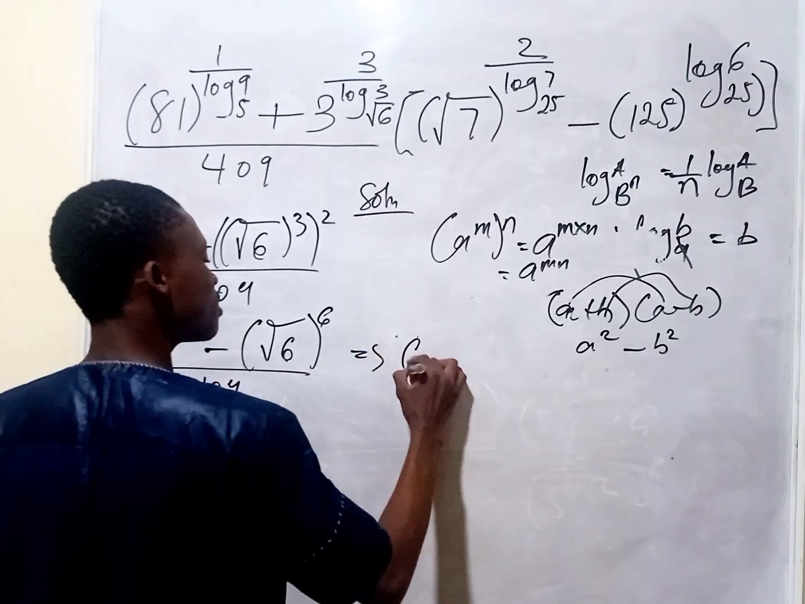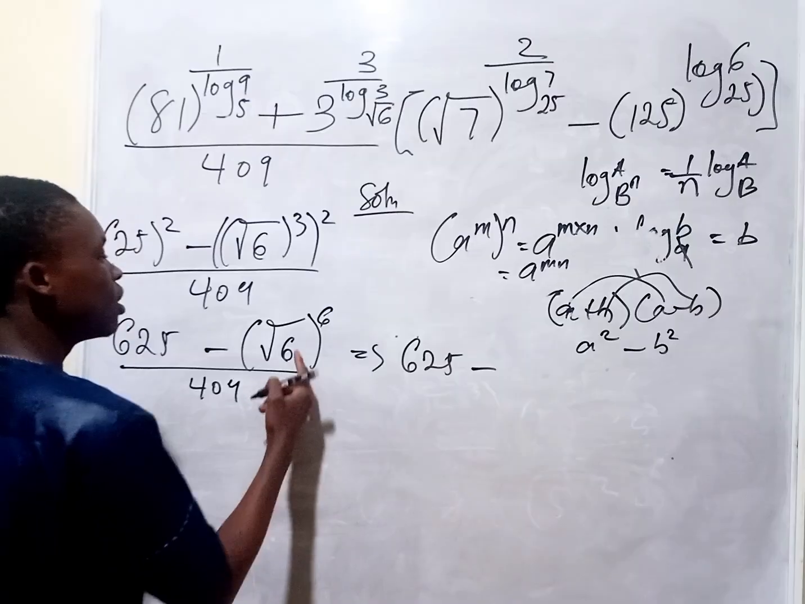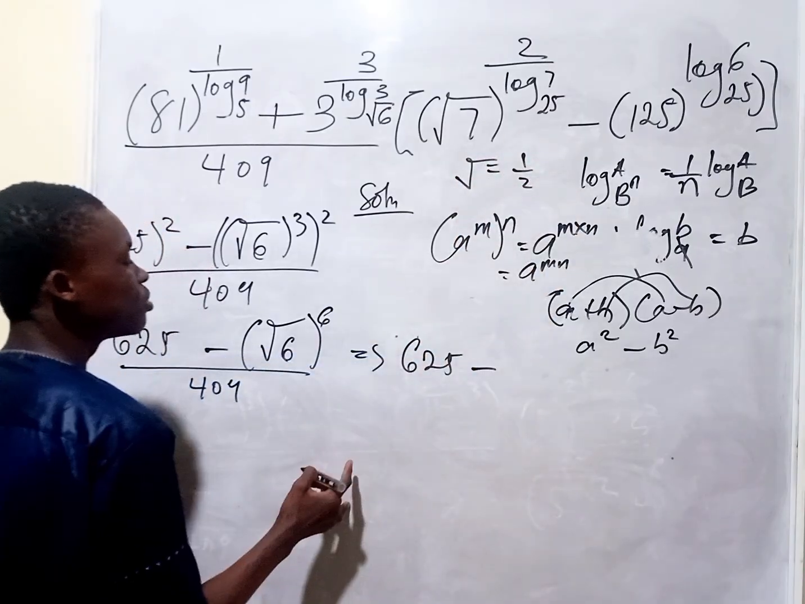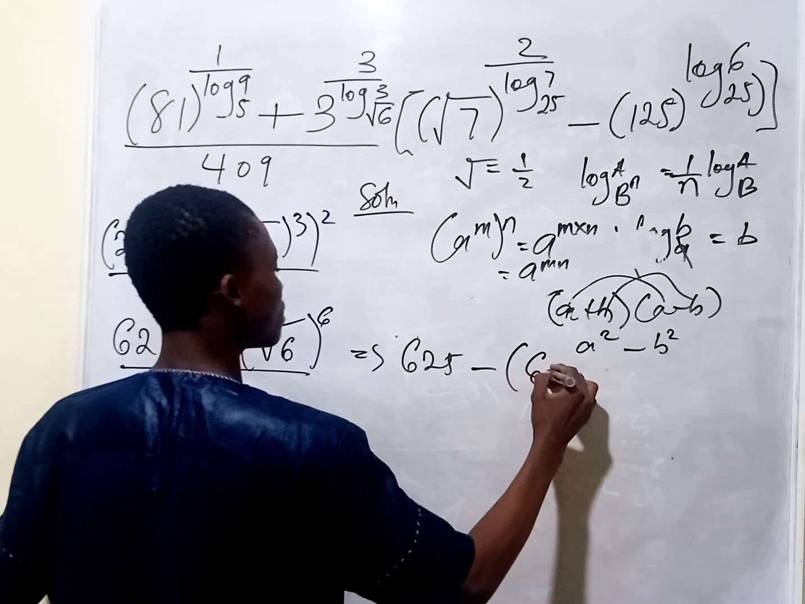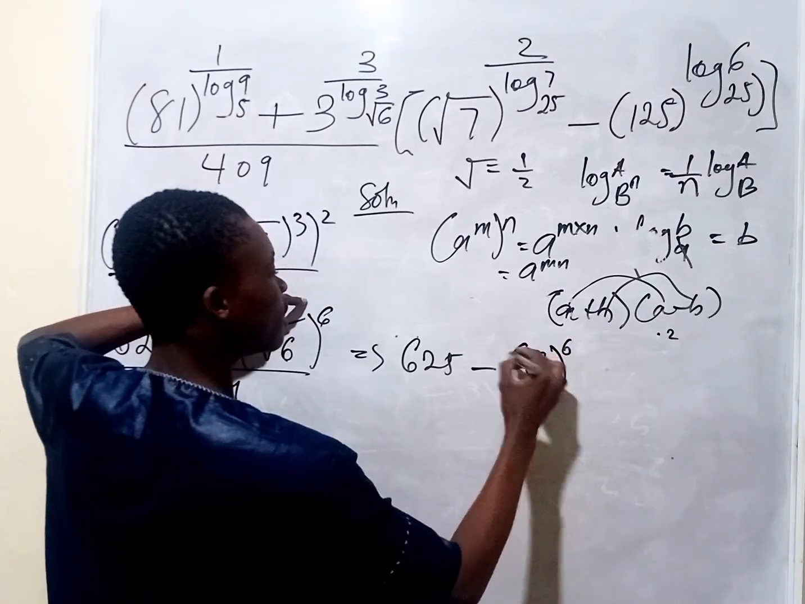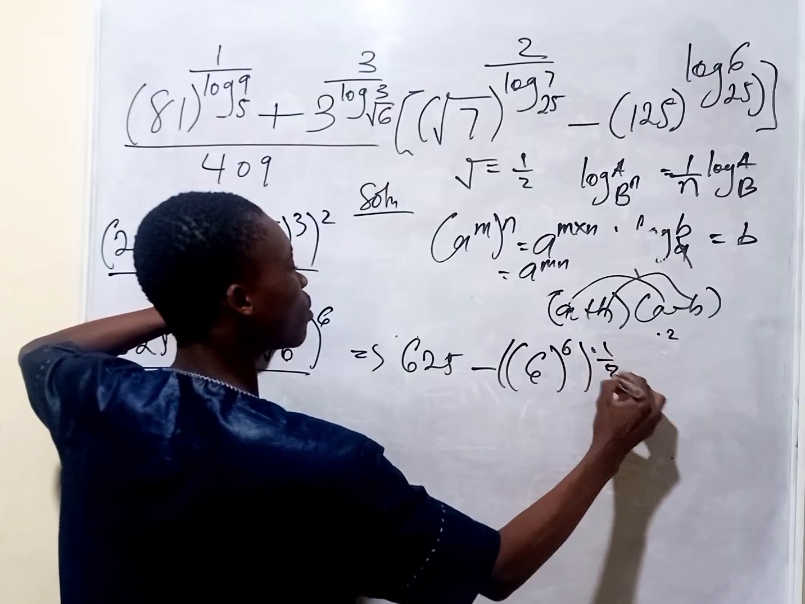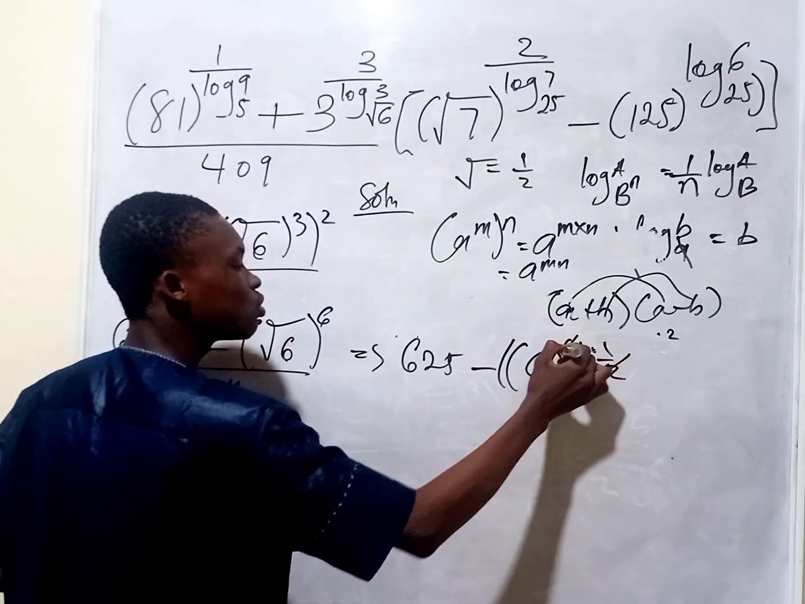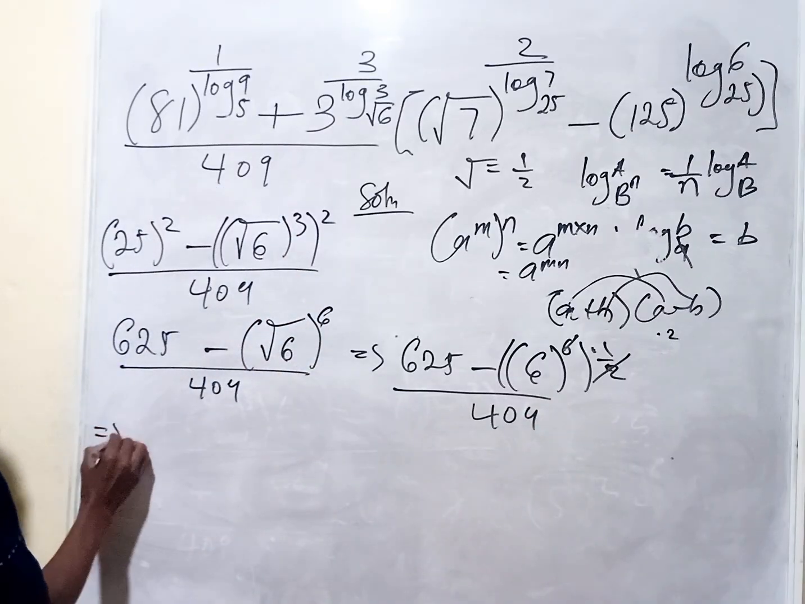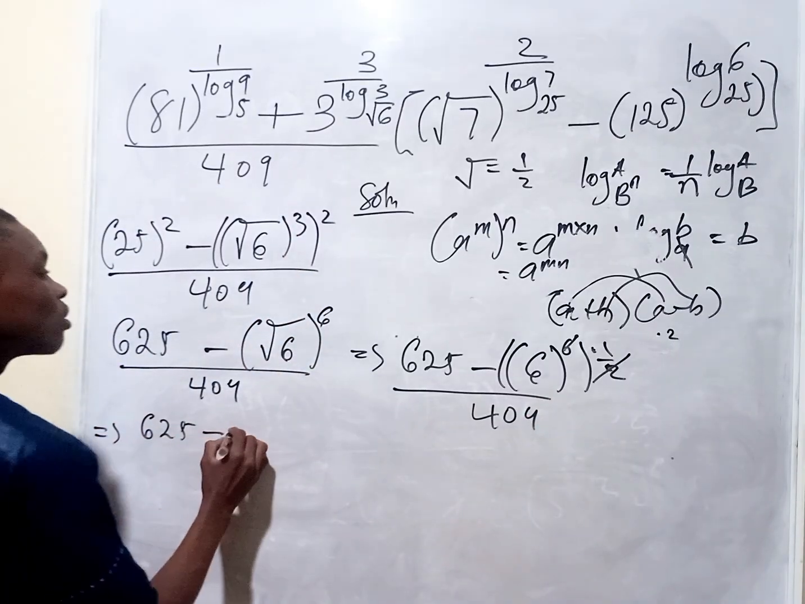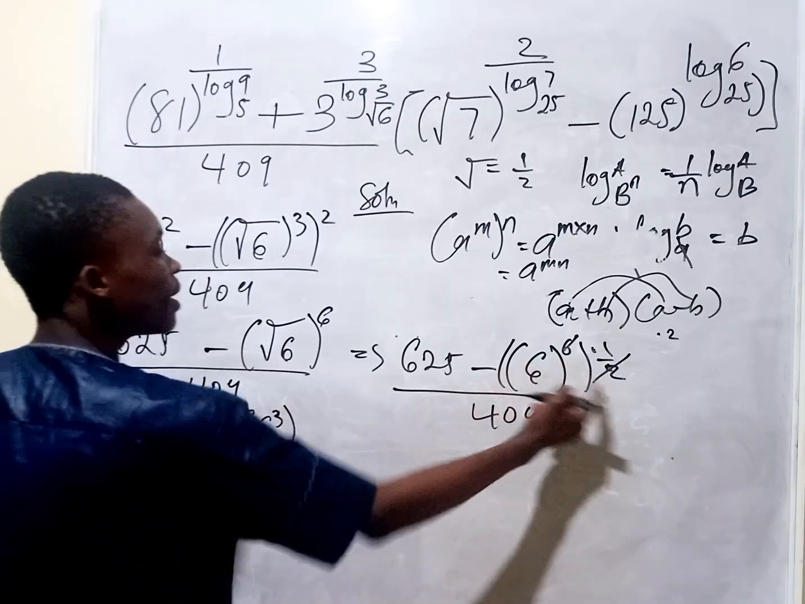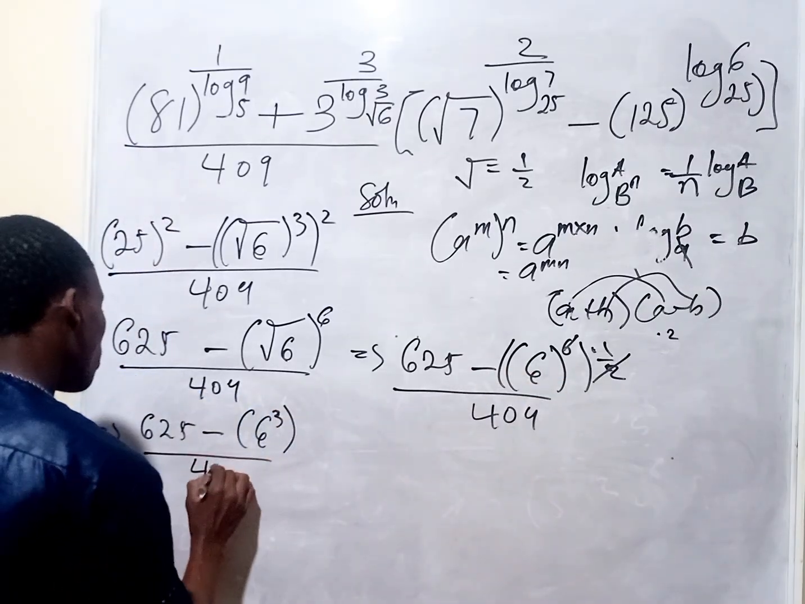So this implies that 625 minus. Now we say that this symbol is still the same as saying 1 over 2. So we can put this in bracket 6 raised power what? 6 again. This 6 outside. Now all multiplied by 1 all over what? 2. So this can cancel out this. And what do we have left? So this implies that 625 minus 6 cubed, because 6 divided by 2 gives us 3. So all divided by 409.